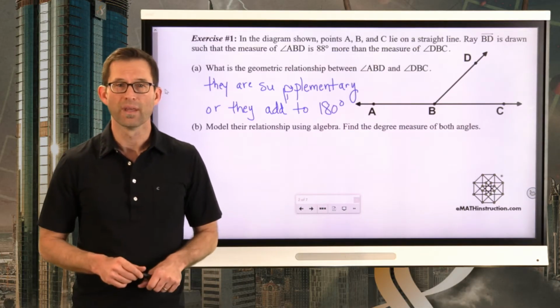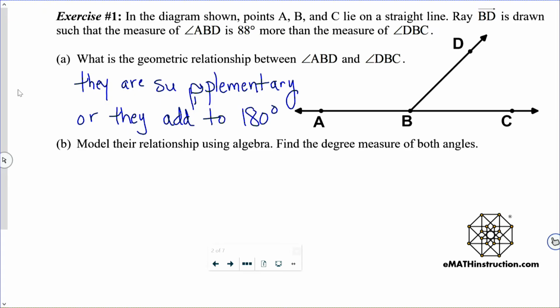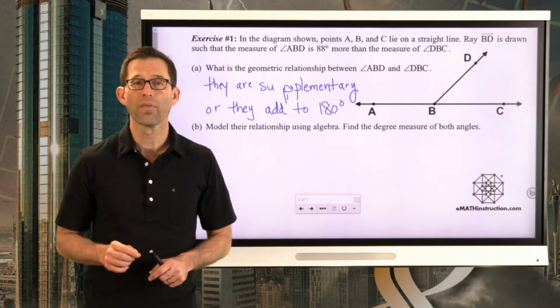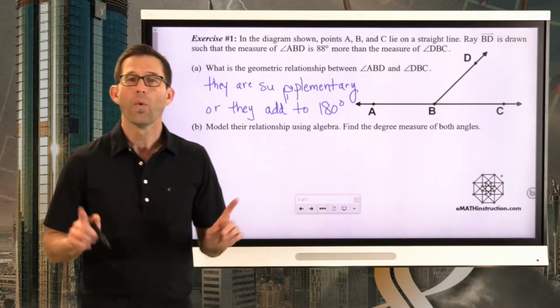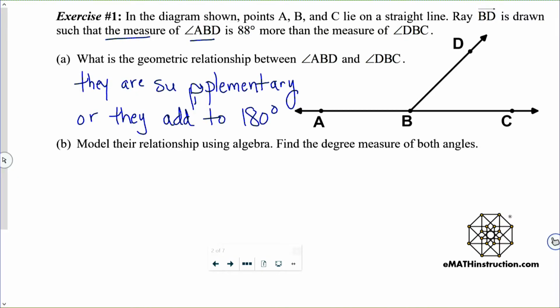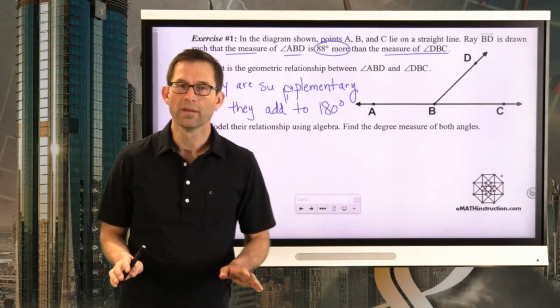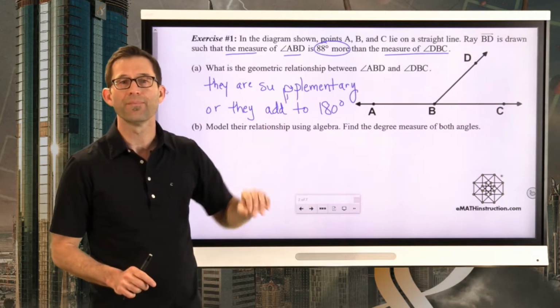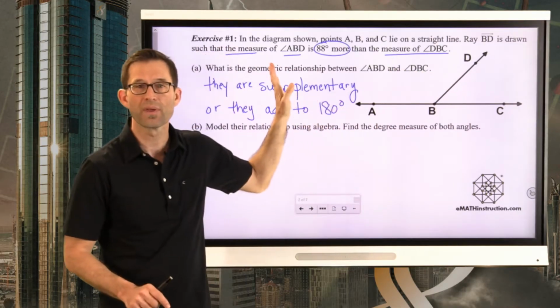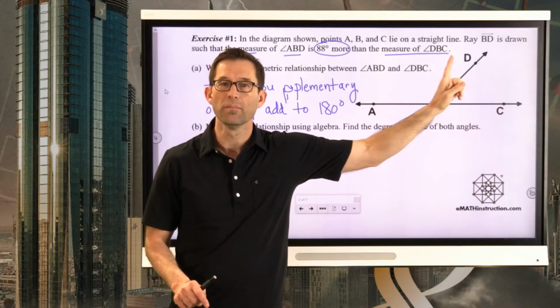Now, let's take a look at letter B. Model their relationship using algebra. Find the degree measure of both angles. So let's talk about how we model their relationship using algebra. What do we know? We know that the measure of angle ABD is 88 degrees more than the measure of angle DBC. Notice that the measure of angle ABD is based on the measure of angle DBC. They tell us something about ABD based on DBC.